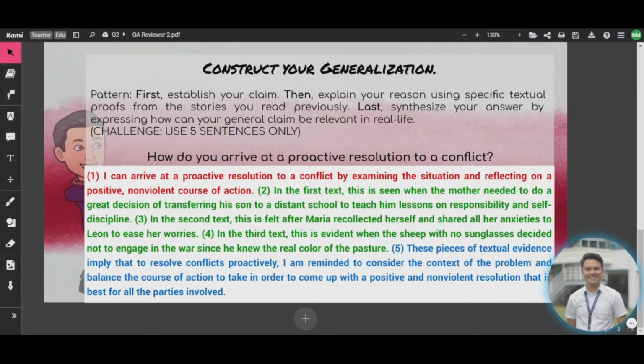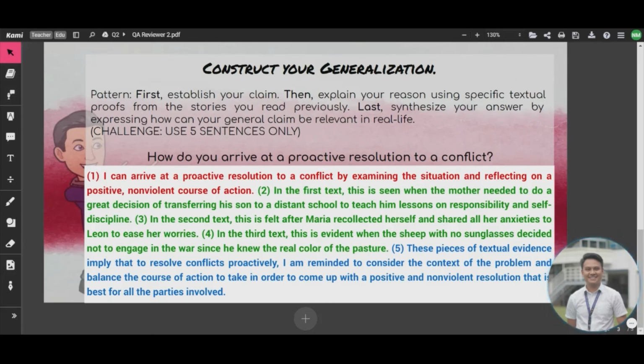These pieces of textual evidence imply that to resolve conflicts proactively, I am reminded to consider the context of the problem and balance the course of action to take in order to come up with a positive and non-violent resolution that is best for all the parties involved. So that's the answer to the guided generalization question. How do you arrive at a proactive resolution to a conflict?